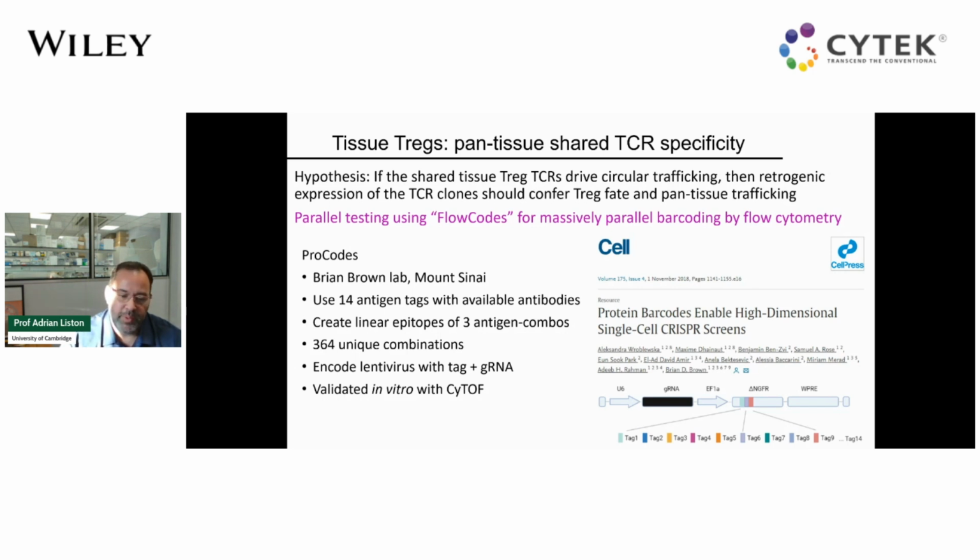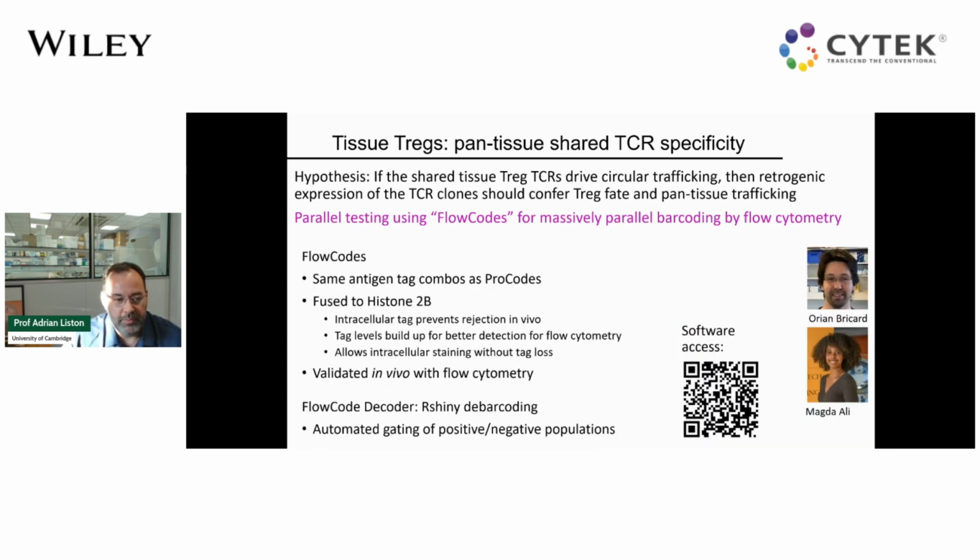Now, this was validated in vitro with CyTOF technology in the Cell paper. Unfortunately, there are limitations when it comes to using this system in vivo and with flow cytometry. So in order to overcome those limitations, we developed the FlowCode version. In this, we use the same antigen tag combos as the ProCode library, but we overcome some of the limitations by fusing these ProCodes to histone 2B.